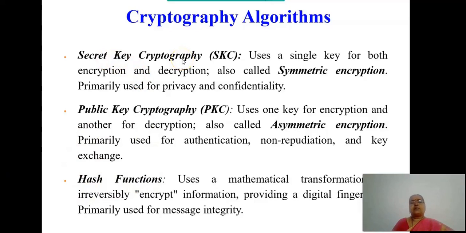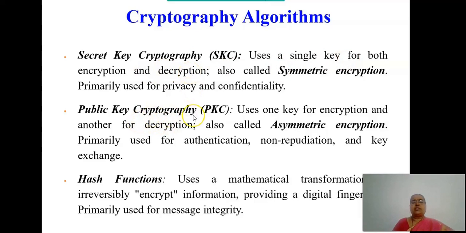So in secret key cryptography, a single key is used for both encryption and decryption. I said at the sender side, the message is converted into meaningless form through a process called encryption, and at the receiver side, the meaningless data is converted into meaningful form by an algorithm called decryption. So all the algorithms involve encryption and decryption processes. In the case of secret key cryptography, both the sender and the receiver use the same key, that is a single key for encryption and decryption.